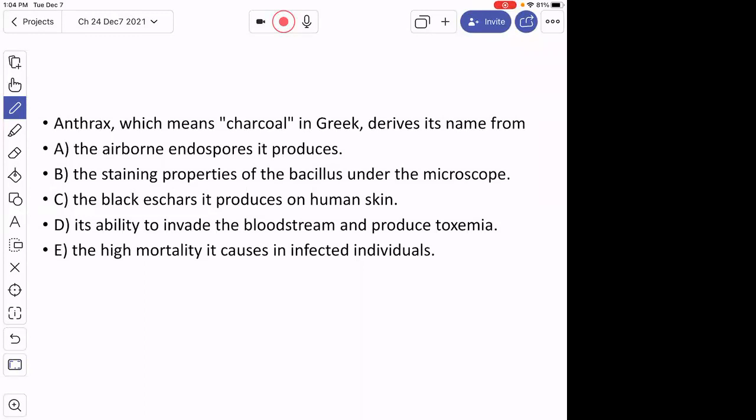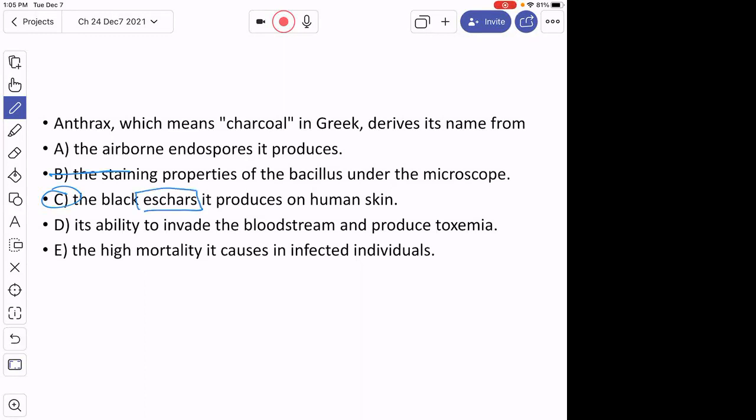So I like this question because all these things are true. It's a good review of anthrax. Remember that what's unique about that infection is that Bacillus anthracis is a spore former. It makes endospores. Well, this one doesn't really make sense. When we stain it under the microscope, it doesn't stain black unless we use a black stain. So that doesn't really make sense. The correct answer here is C, the black eschars it produces on human skin.